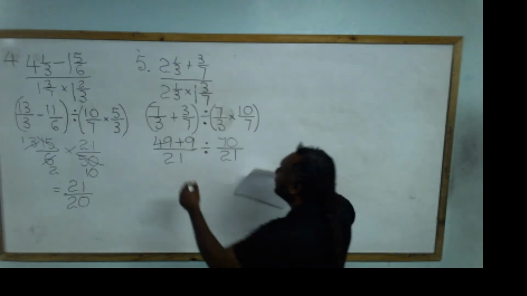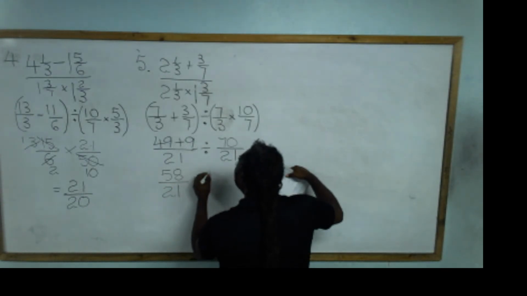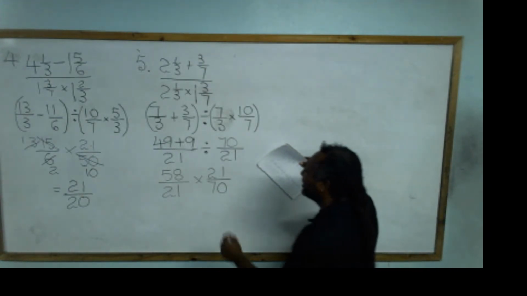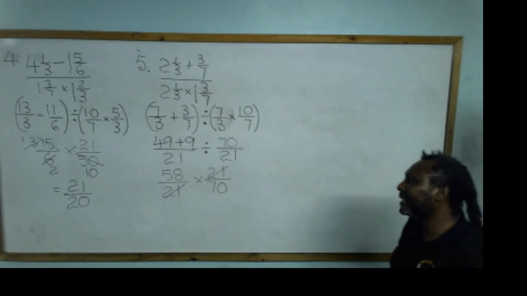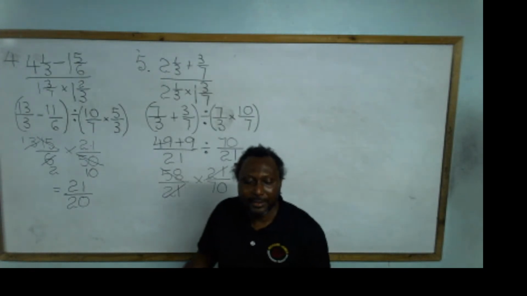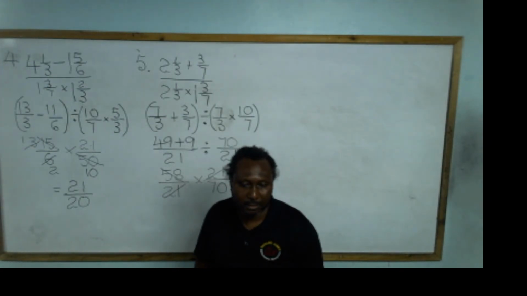Then we say what? 49 plus 9. That turns out to be 58. What a disaster. Over 21. To be multiplied by 21 over 70. Oh, we do not like this problem with this horribly large. We know that those will go away. And then what do we say? 2 into 58. If it is so difficult to say 2 into 58, then say 2 into 60. So 2 into 60 is 30. So 2 into 58 is 29.